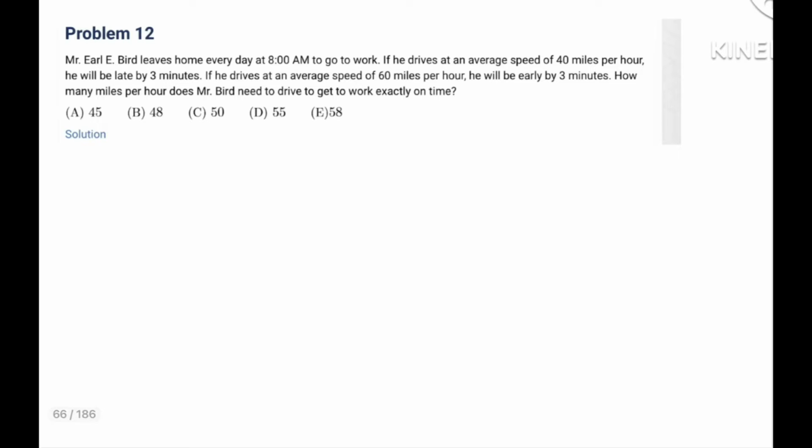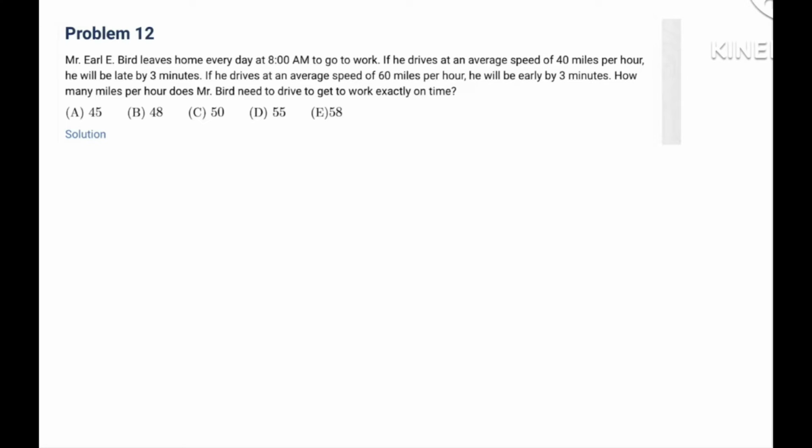Problem number 12. Mr. Early Bird, yeah, we get the joke, leaves home every day at 8 a.m. to go to work. If he drives at an average speed of 40 miles per hour, he will be late by 3 minutes. If he drives at an average speed of 60 miles per hour, he will be early by 3 minutes. How many miles per hour does Mr. Bird need to drive to get to work exactly on time? Like, I don't think it will hurt to come early 3 minutes to work. But then the problem tells us to solve, so let's just solve.